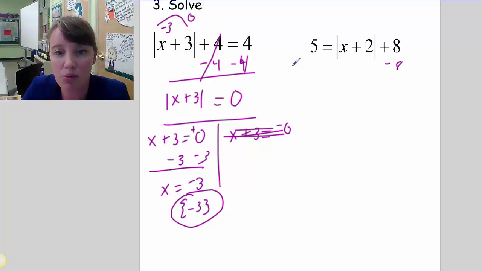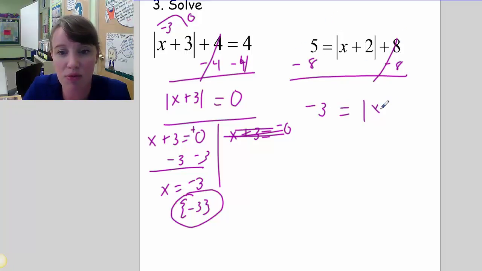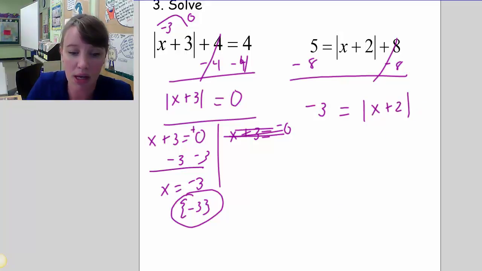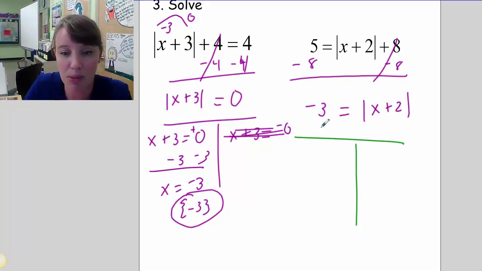Okay, here I'm going to subtract 8 from both sides. Don't be freaked out that the constant's on the left side here. That's -3 is equal to the absolute value of x plus 2. Okay, let's separate our cases. I like to split my page here. We have x plus 2 is equal to -3, and x plus 2 is equal to 3, right?